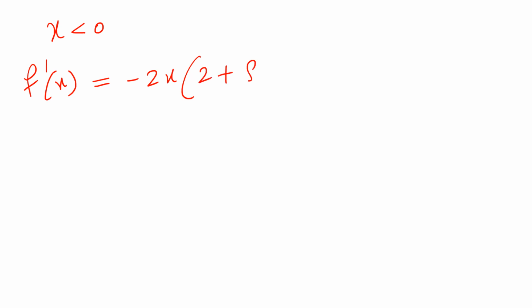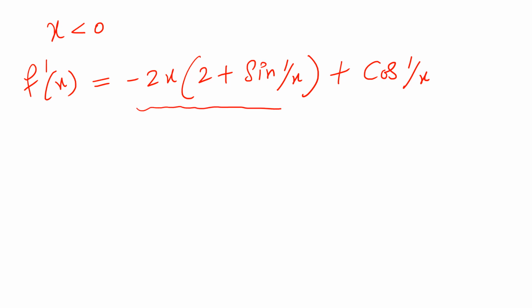Now students, to check the correctness of this option, I will take x less than 0. Now f dash x is equal to minus 2x into, inside the bracket, 2 plus sine of 1 by x, bracket close, plus cos of 1 by x. Now when x is negative, then minus 2x is positive and 2 plus sine of 1 by x lies in the closed interval 1, 3. And we know that the product of any two positive real numbers is always positive. So this means this first term is positive.